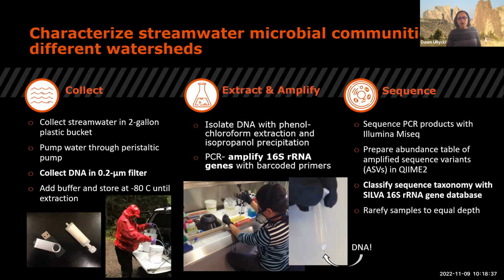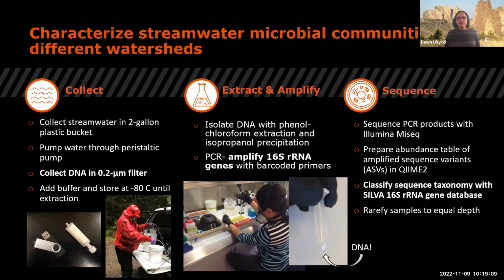We collect the water in the bucket and then we pump it through a peristaltic pump to avoid contamination, and that's pictured there on the left. It's collected in these 0.2 micron filters, and then we store the filters at -80 degrees until processing. Then we extracted and amplified the 16S rRNA genes, which is how we isolate the microbial constituents from, say, eukaryotes like plants and animal DNA. And then we send them out for Illumina MiSeq sequencing.